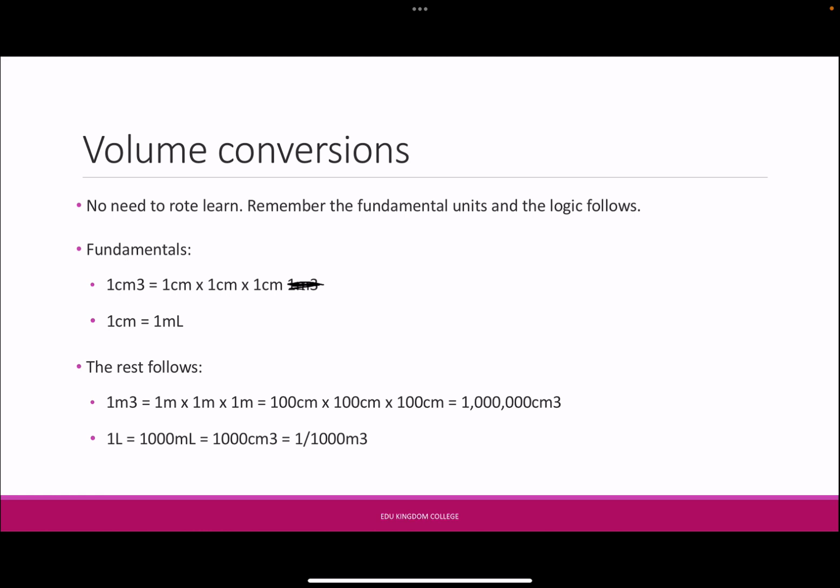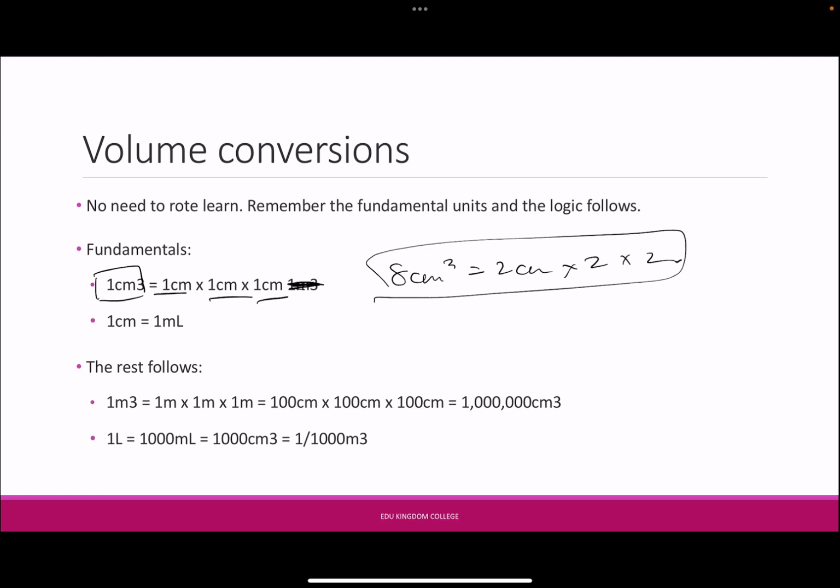We know that a centimeter cubed, so we're looking at volume, 1 centimeter cubed is 1 centimeter by 1 centimeter by 1 centimeter. In the same way, 8 centimeters cubed is going to be 2 centimeters by 2 by 2, and 27 is going to be 3 by 3 by 3. Now, when we have these units and we want to transfer to liters or milliliters, what we need to keep in mind is that 1 centimeter cubed equals 1 milliliter. So those are our fundamental units. Now, the rest kind of follows.